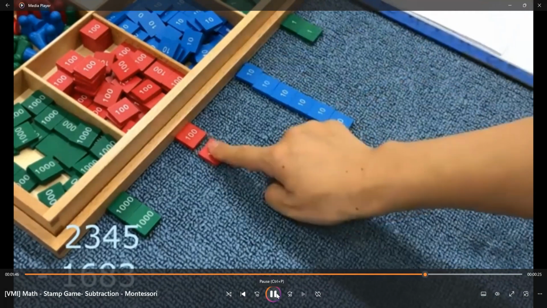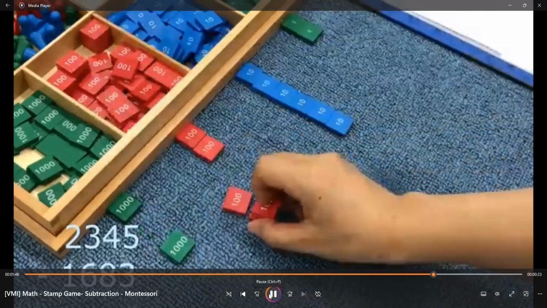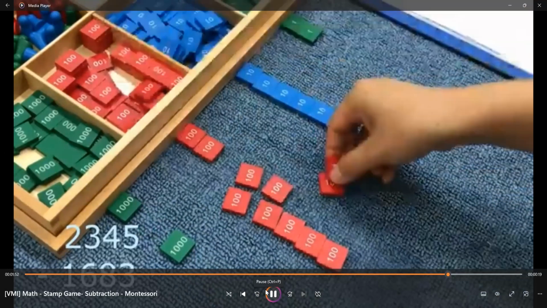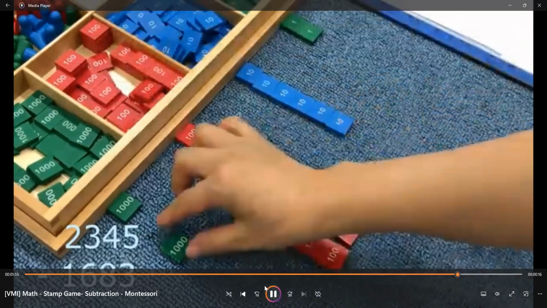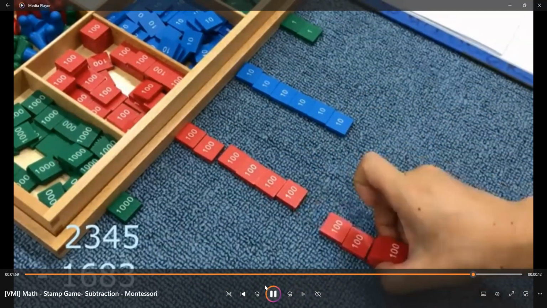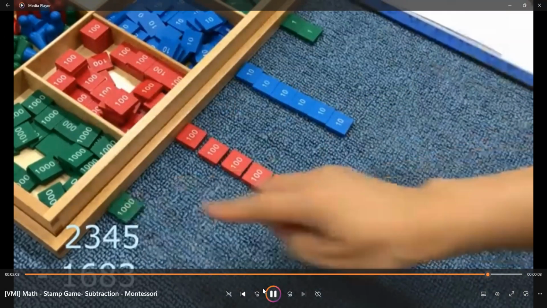Now you have 2 hundreds only, but you have to remove how many hundreds? 6 hundreds. So I don't have. So what do we do? I have to borrow from the thousands place. So let's borrow 1000. So I have to replace that. See, each time you borrow, you have to remove it and put it back into the tray. That green has to go back in the tray because you replace the quantity here. If you don't replace and keep it, your problem will become wrong.